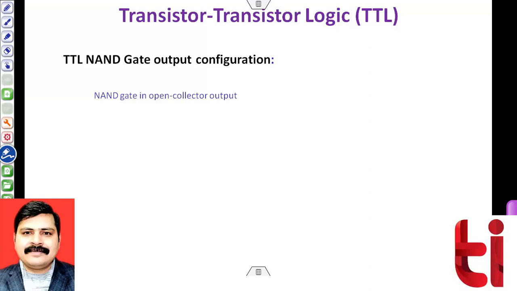Okay. So basically, there are several aspects. The first one is we can design NAND gate in open collector output. This is the first method. The second method over here is NAND gate designing with the help of totem pole output. And the third segment is the three-state output.